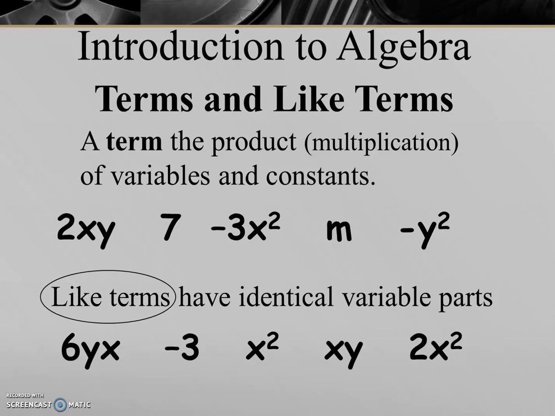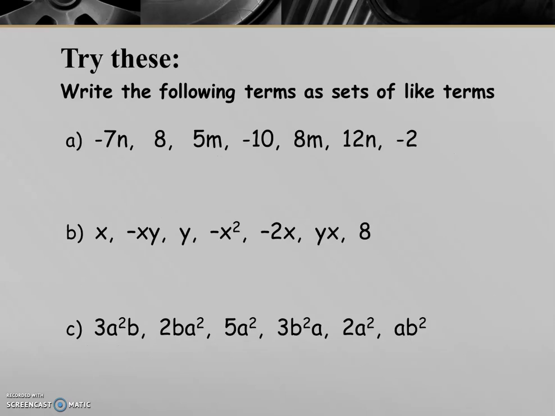So for example, the 2xy is going to match with the 6yx and the xy. They both have a pair of an x and a y variable portion. Then we could take the x squared terms. There are three of them: negative 3x squared, positive 1x squared, and 2x squared. Notice the coefficient on that x squared term that doesn't have a number is understood to be 1. We have a couple of constant terms, 7 and negative 3, and a couple of stragglers there, m and negative y squared, which don't have any partners.